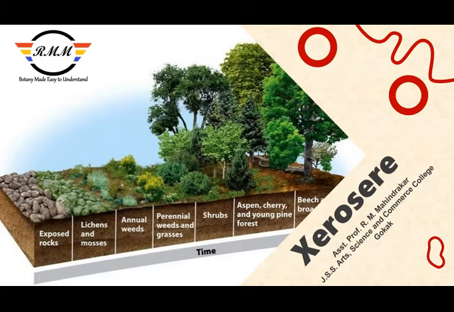In a xerosere succession, changes take place both in plants and animals. Now, depending upon the habitat in which the xerosere occurs, there are two types of xerosere. First, the lithosere. This refers to a succession that occurs on the rock surfaces. Now here you can see the whole succession of the plant occurring on rocky surface.